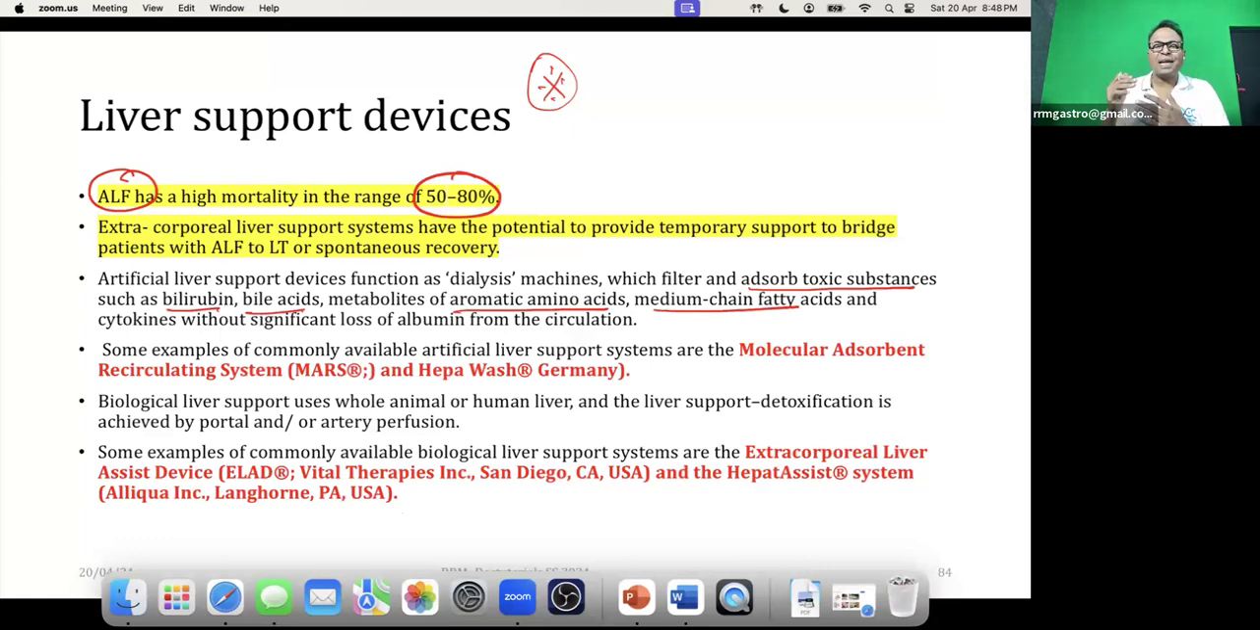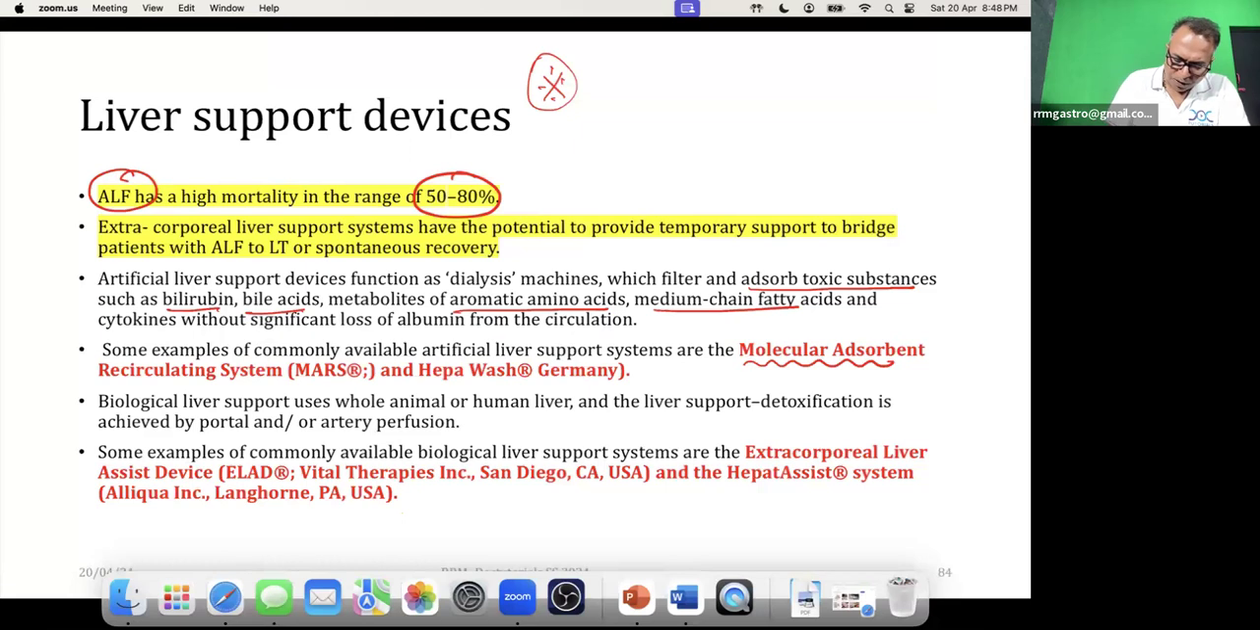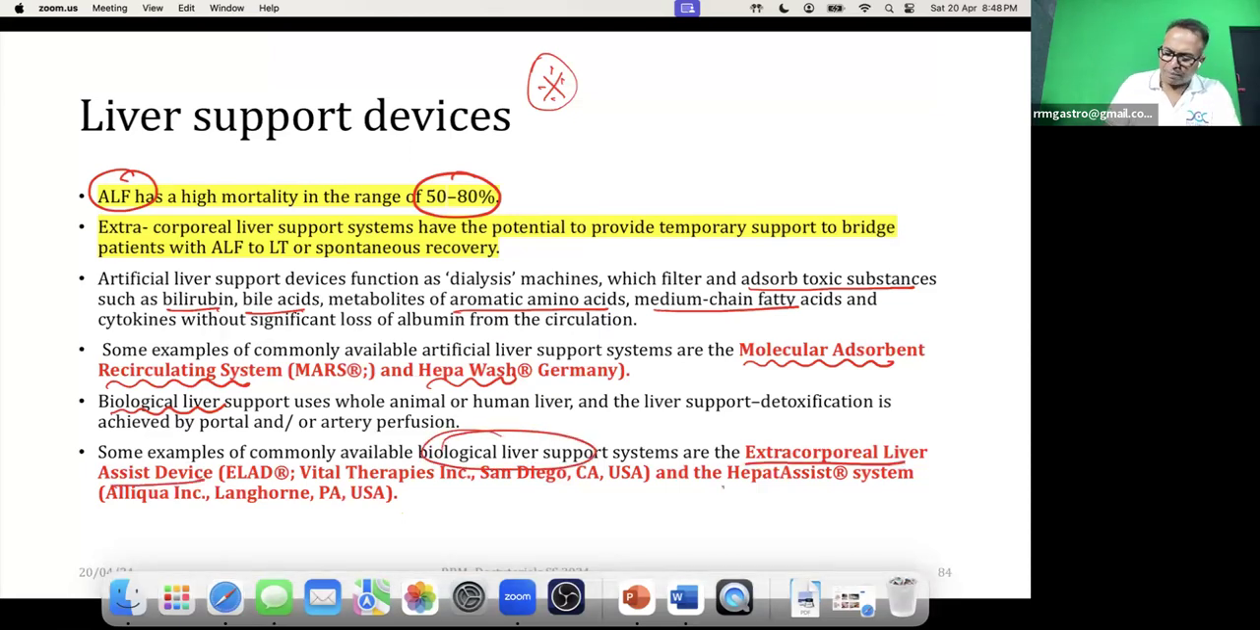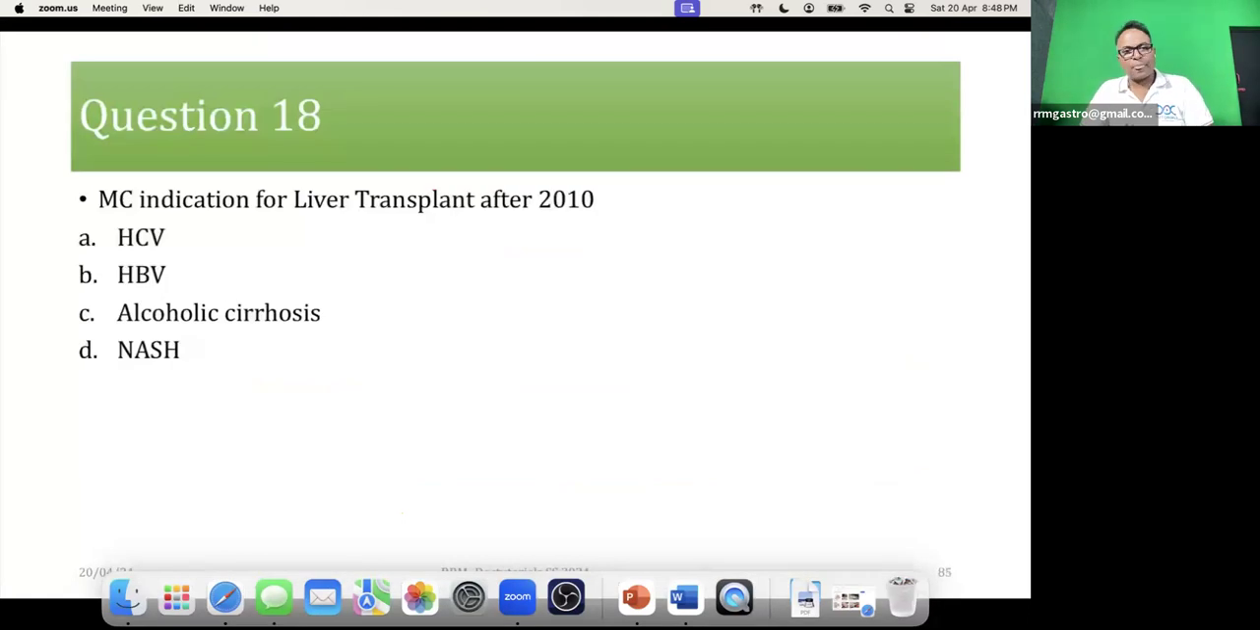Some examples of commonly available artificial support systems are MARS, molecular adsorbent recirculating system, HepaWash, LiverWash. Biological liver support, taken from an animal or human liver, is also available. That liver support detoxification is achieved by portal and artery perfusion. Some commonly available biological livers are the extracorporeal liver assist device and HepatAssist. So ELAD, extracorporeal liver assist device, and HepatAssist device are the various devices used in this. So this is about the very important basic concept.